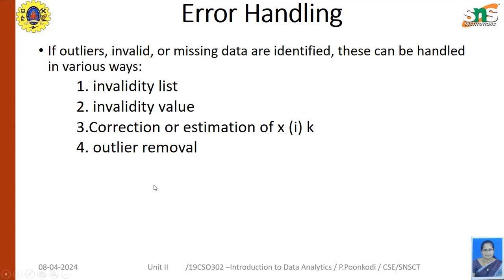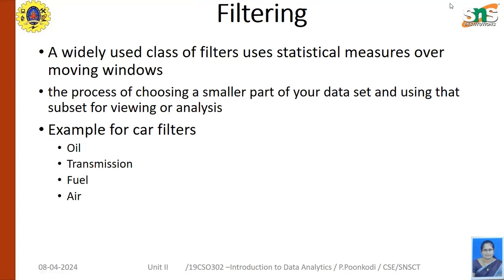These are the four types of error handling mechanisms. If the list is invalid, then we have to make it a valid list. If a value is misplaced, then we have to identify those values and correct them. We need to identify how many corrections we have to make or estimate in order to attain the output. Then outlier removal: if unwanted data is added, how could it be identified and removed?